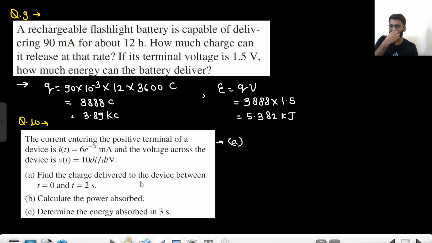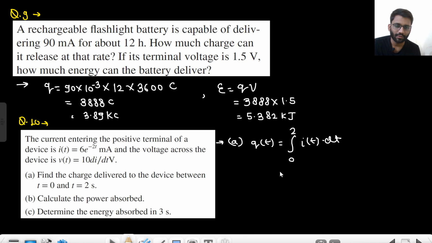Find the charge delivered in the device between 0 to 2 seconds. Okay, i(t) is given. So what will be q(t)? q(t) will be the integral from 0 to 2 seconds of i(t) dt. So 6 from 0 to 2 seconds, e to the power minus 2t dt. I will calculate it and write down the answer. So it is becoming 2.94 Coulomb.